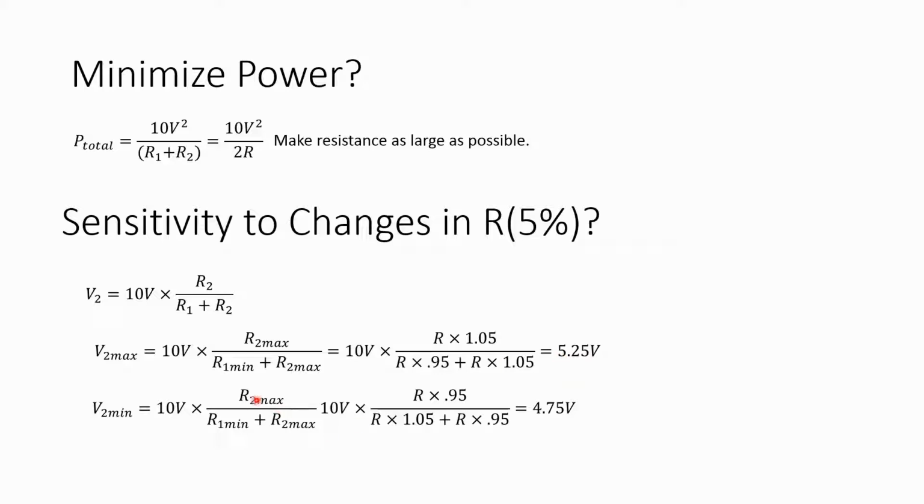What if R2 is as small as it can be and R1 is as big as it can be? The voltage goes down to 4.75. So the voltage on this voltage divider can swing by half a volt just by using resistors at their maximum of their specifications.